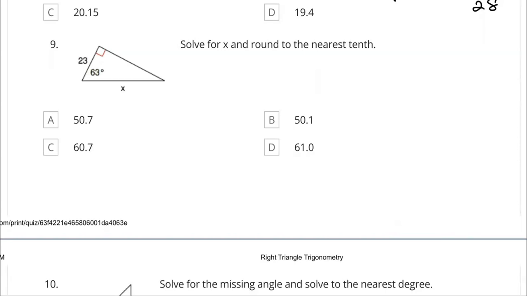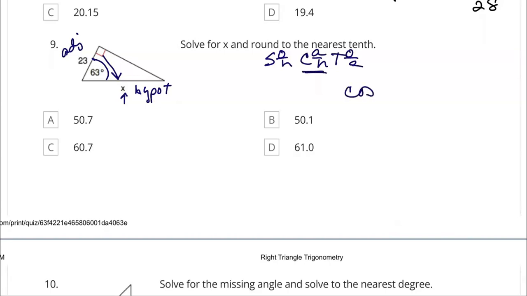So look where x is. X is this side right here. So here's the angle that we've been given. So that side of 23 is touching it, but it's not the hypotenuse. So that's the adjacent. The x, however, is the hypotenuse because it's right across from the right angle. So if I have adjacent and hypotenuse, adjacent and hypotenuse is cosine.